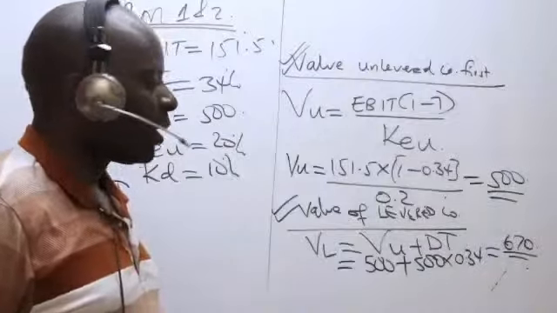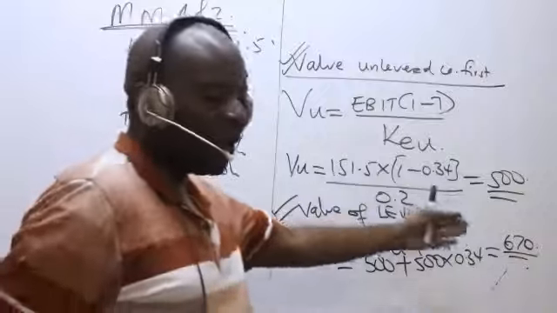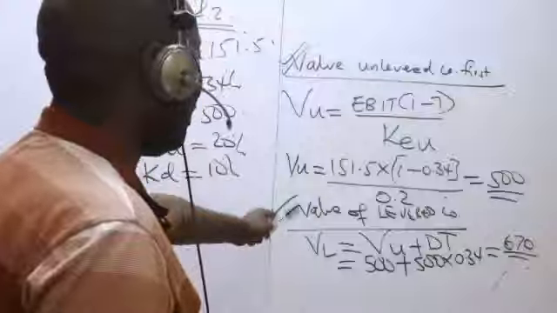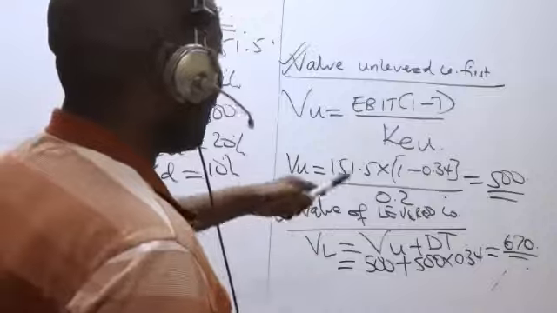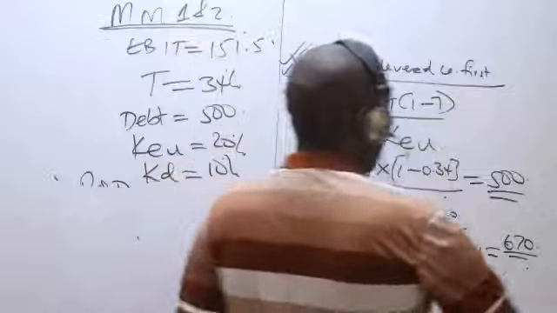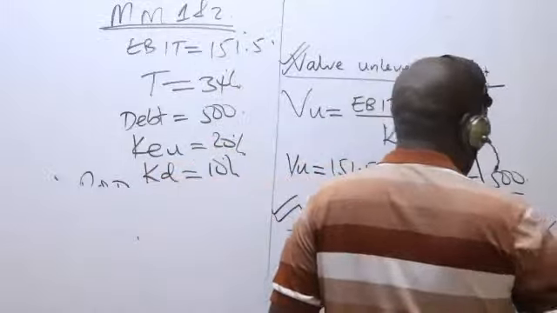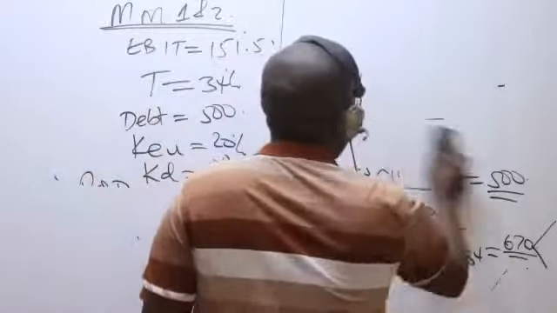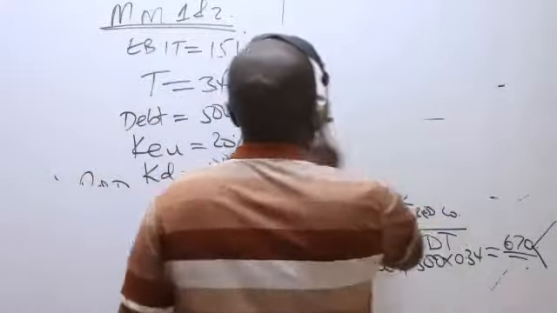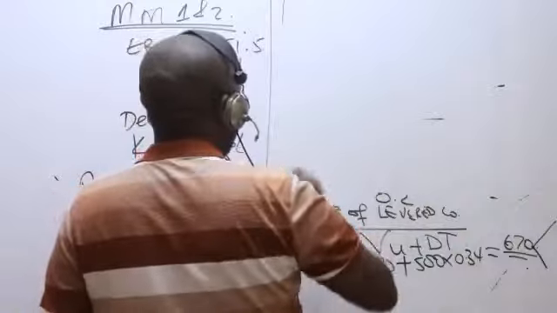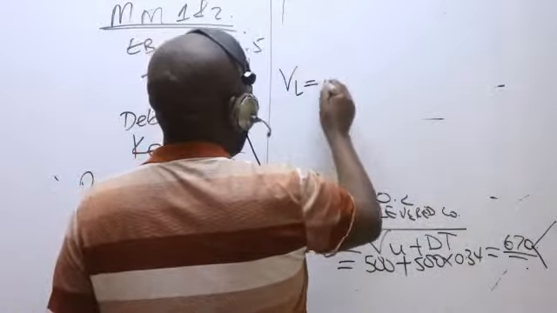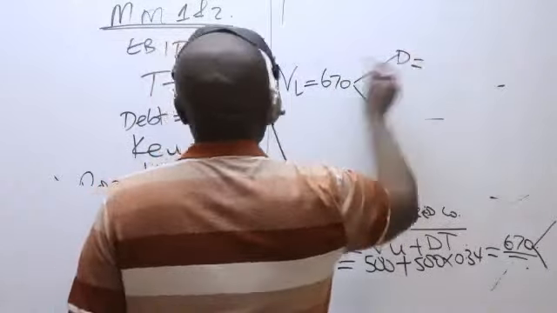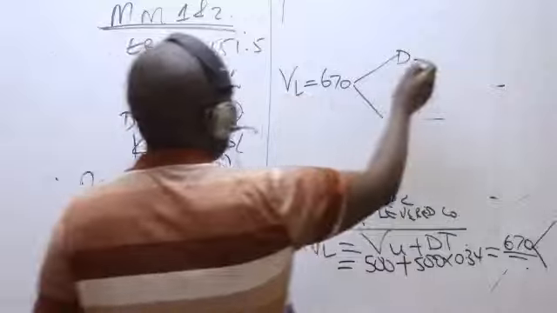The third step: you break down the value of the levered into debt and equity. Break this down. Fortunately, we know the value of debt. So we have here value of levered equals 670. We know that debt in this question has been given as 500.